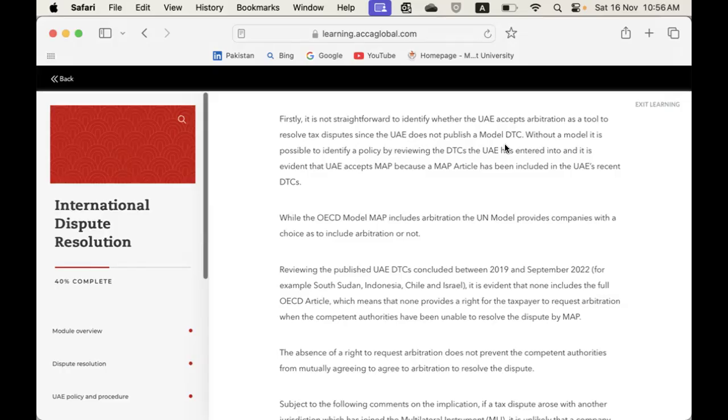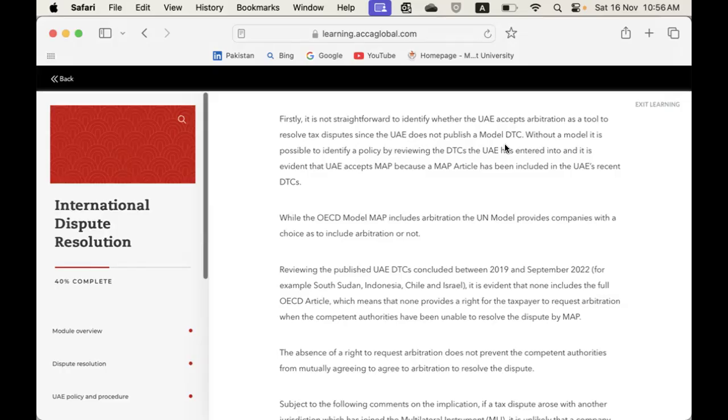I have previously also cited that, for example, in the double tax agreement between UAE and Saudi Arabia, while the entire double tax agreement is very similar to the model tax convention, same clauses have been taken up. But in one case, they used the UN model tax convention instead of the OECD.